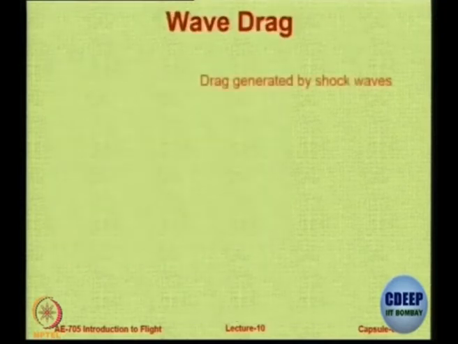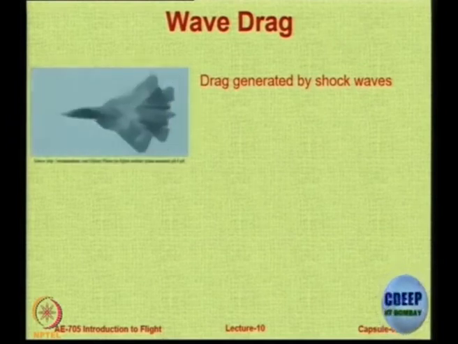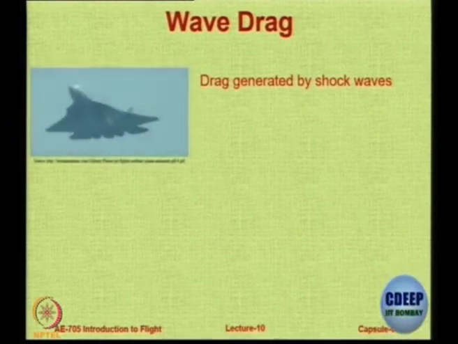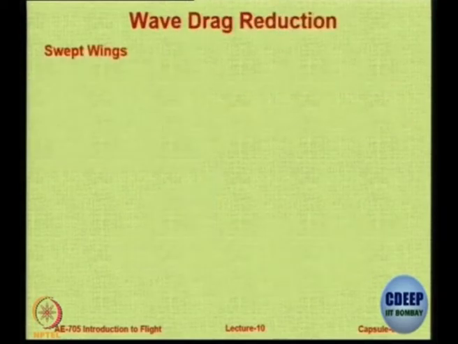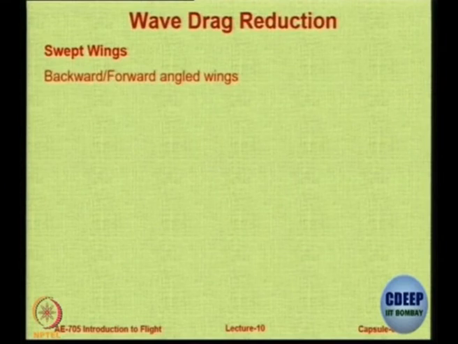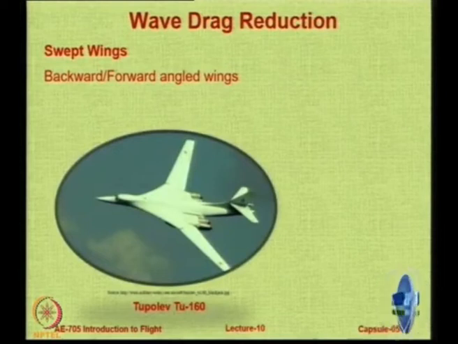Okay, so wave drag. Wave drag is something that we have seen in the last lecture, so I will not spend too much time on it. Basically, it is there because of the shock waves. And we have seen this same picture last time. One way of reducing the wave drag is to sweep the wings backward and forward. This is an example.